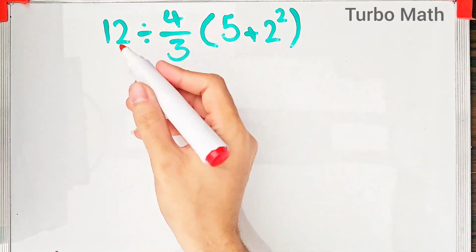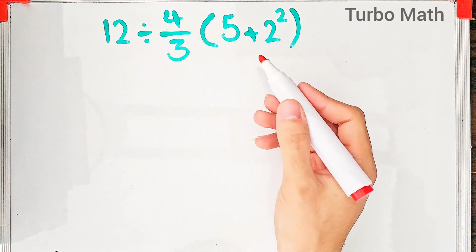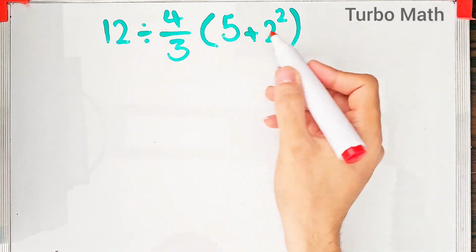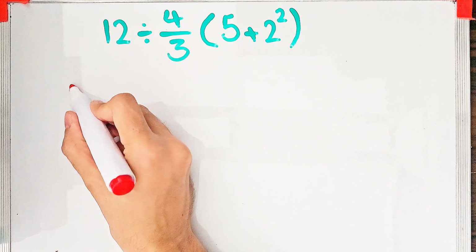Can you solve this question? This question is very easy, but many people can't do it right. 12 divided by 4 over 3, then times (5 plus 2 squared).